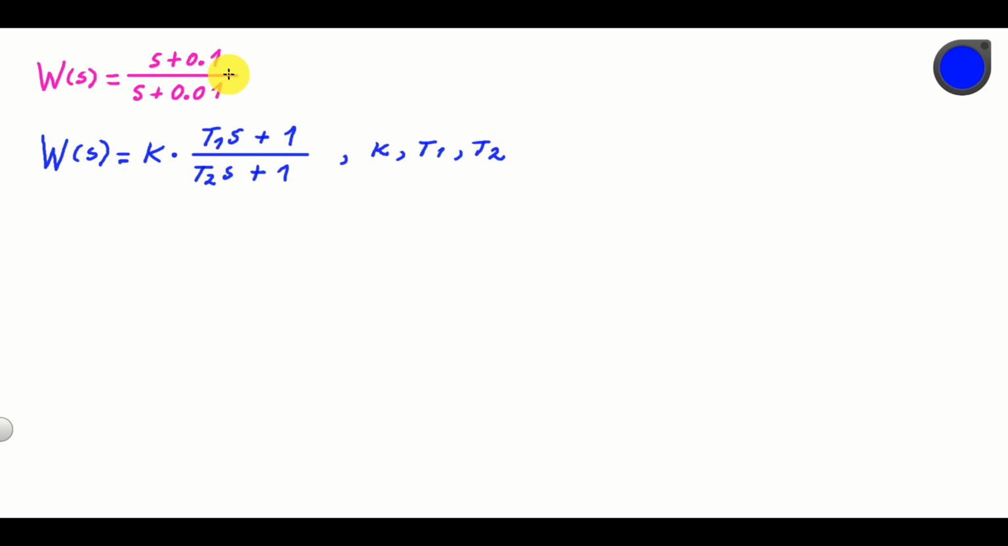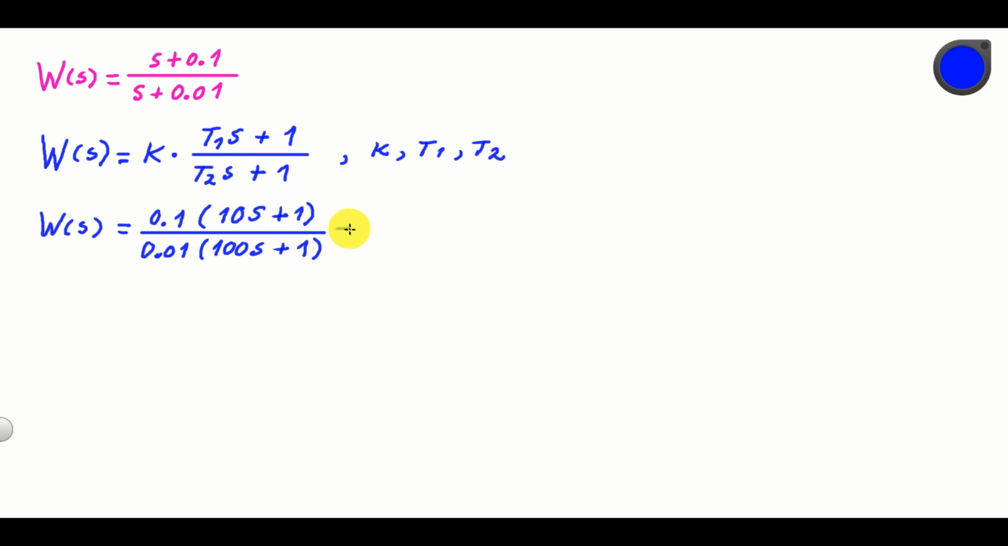The reason for transforming the transfer function into this form will be explained later on. Okay, let's perform the transformation. We have W of s equal to, from the numerator we can take 0.1 out. And we are left with 10s plus 1. Then, in the denominator, we can take 0.01 out, and we are left with 100s plus 1.